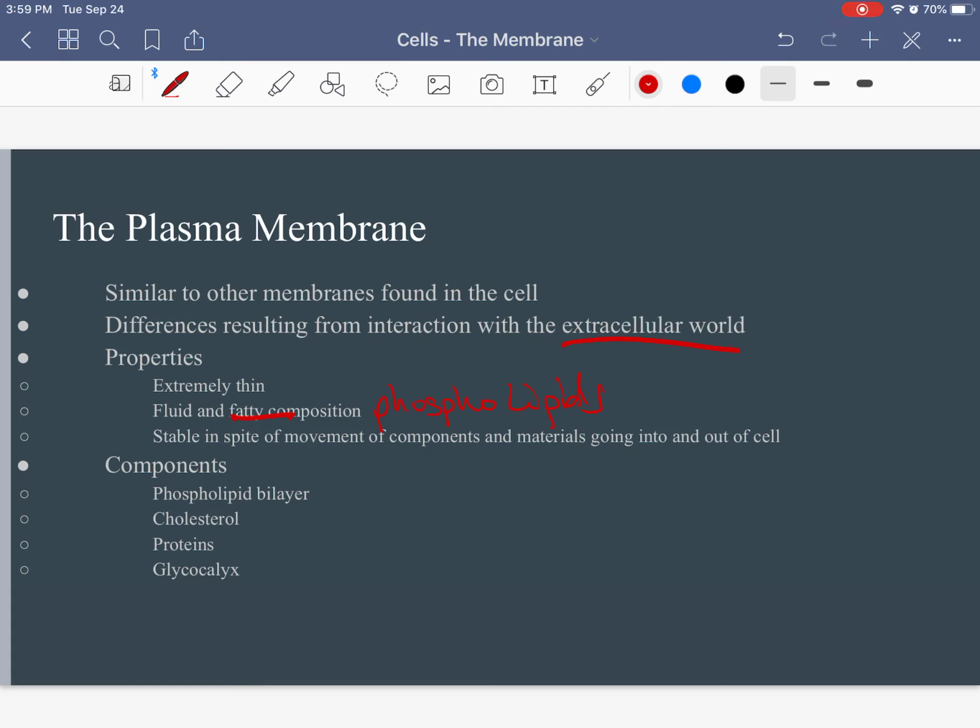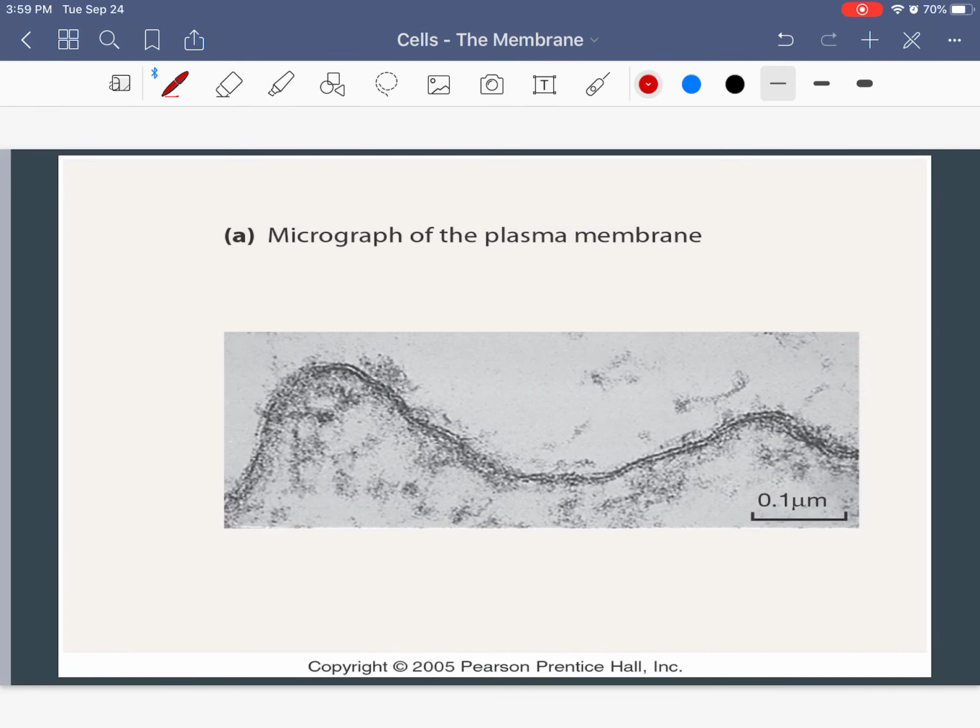It is made up of a phospholipid bilayer, so there are two layers, and they have cholesterol inside, and the cholesterol helps with membrane stability with changes in temperature. It has proteins inside that are essential for transportation of materials into and out of the cell, and it has a glycocalyx. That is important for recognition of cells, cell-to-cell communication and kind of stickiness, and does a whole lot of things.